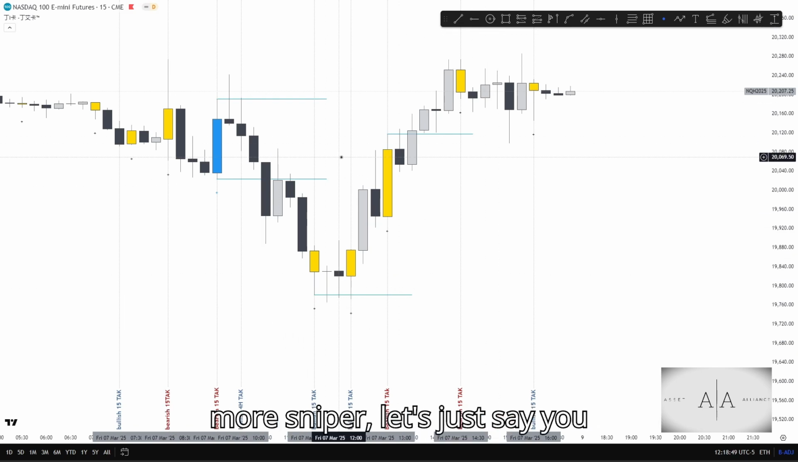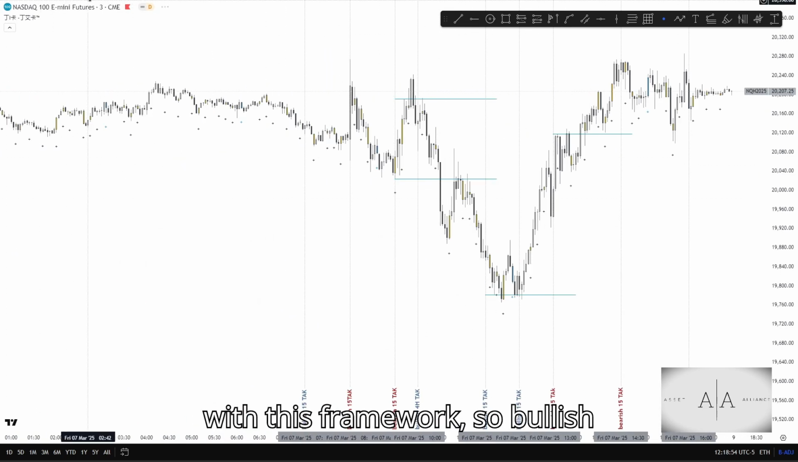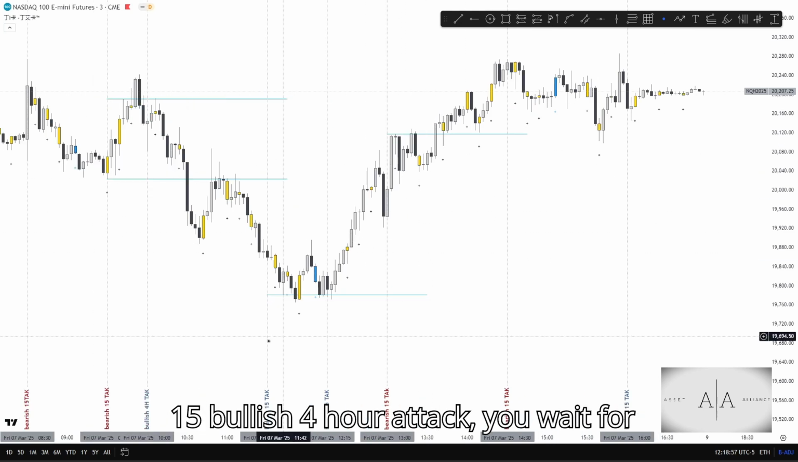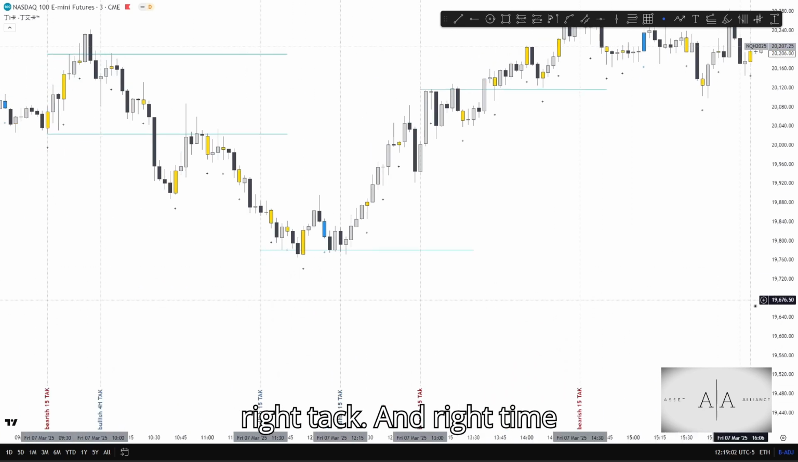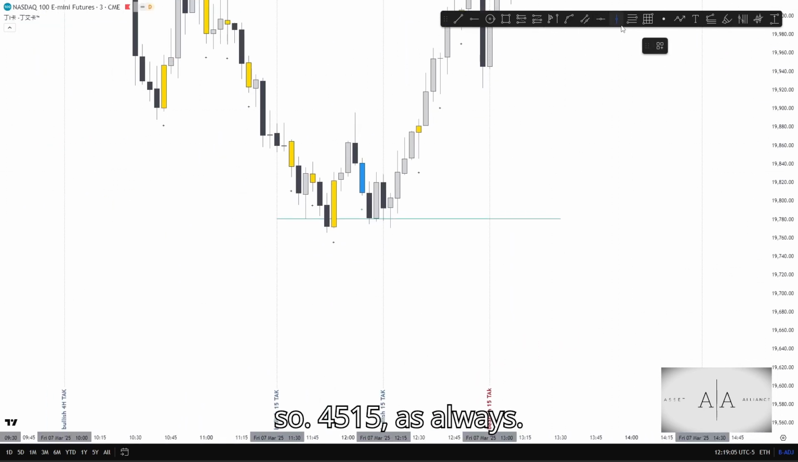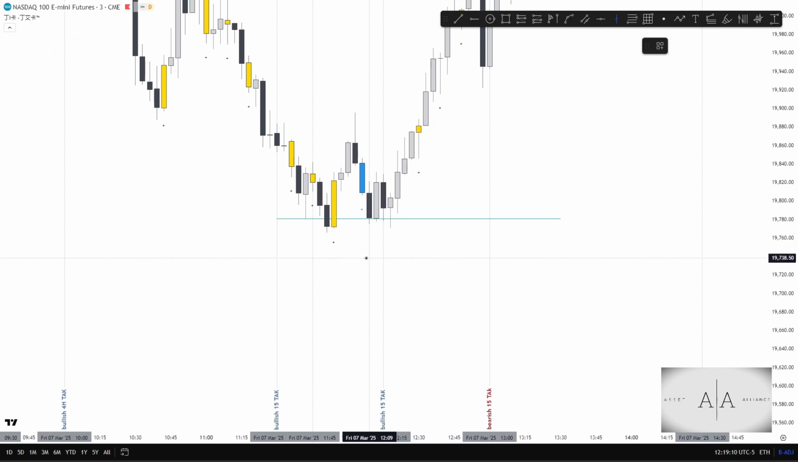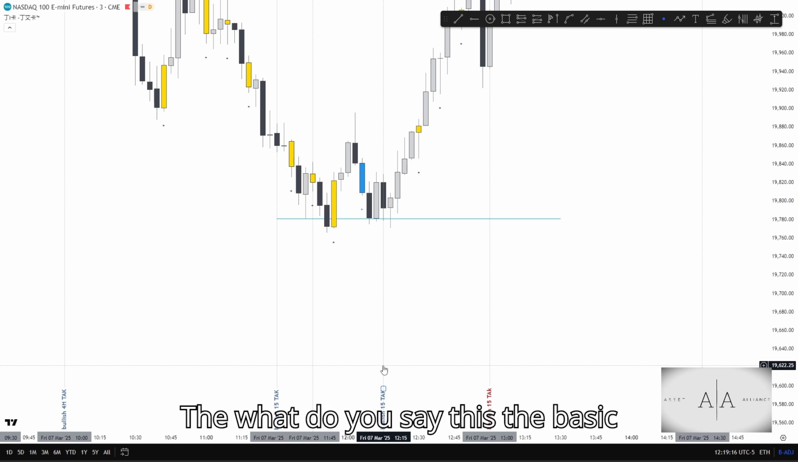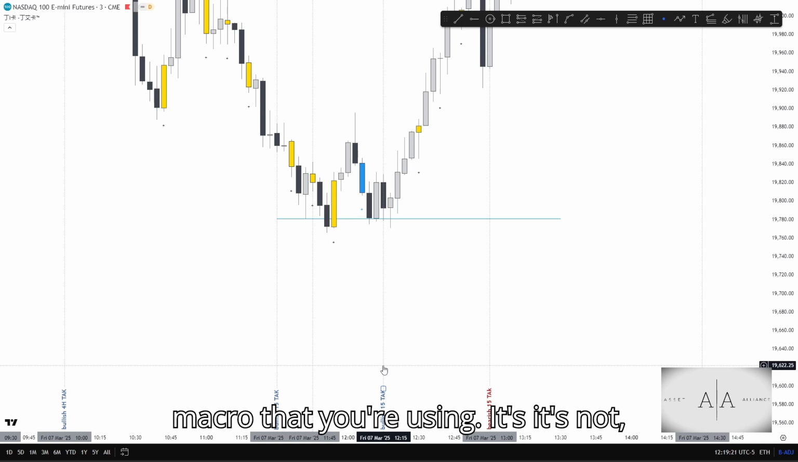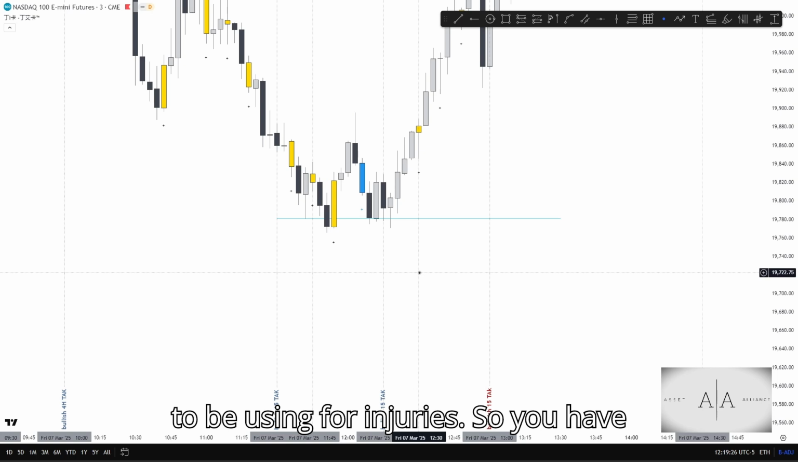And then if you want to be even more sniper, let's just say, you just go on the 3-minute, and with this framework, so bullish 15 tech, bullish 4 hour tech, you wait for the bullish 15 tech, and you wait for the right tech and right time. So 4:45, 5:15 as always, 4:45, 5:15, which is the normal, pretty much the basic macro in a way. It's really the basic macro that you're using. It's not advanced or anything. It's really just the basic macro that you've got to be using for entries.